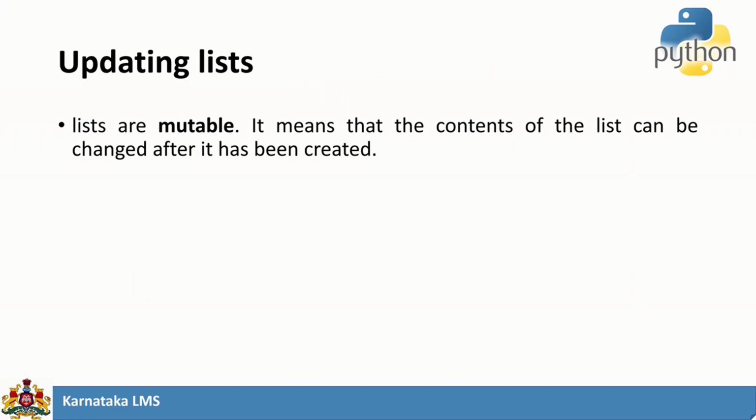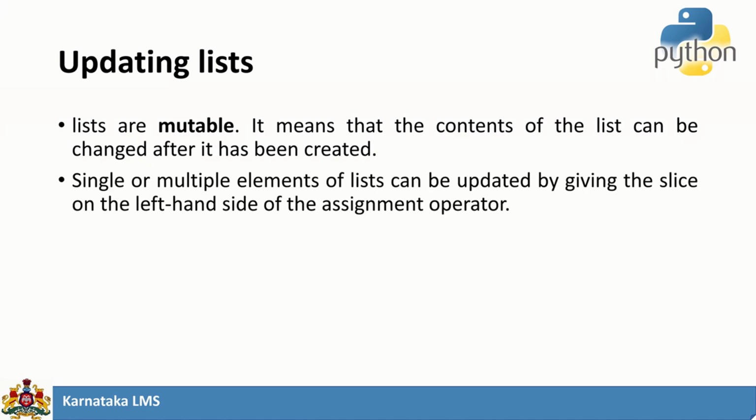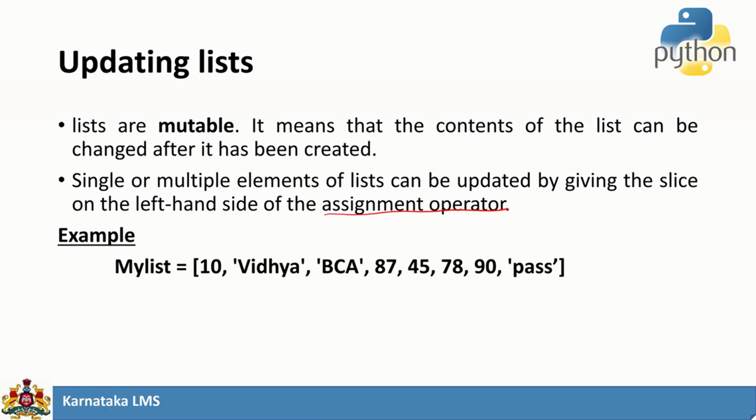Updating a list. We know that lists are mutable. It means the contents of the list can be altered after it has been created. So it means you can modify the list as you wish. We can update the list by using the assignment operator. Here we can use even the slicing. For example, my list is equal to 10, Vidya, BCA, etc.